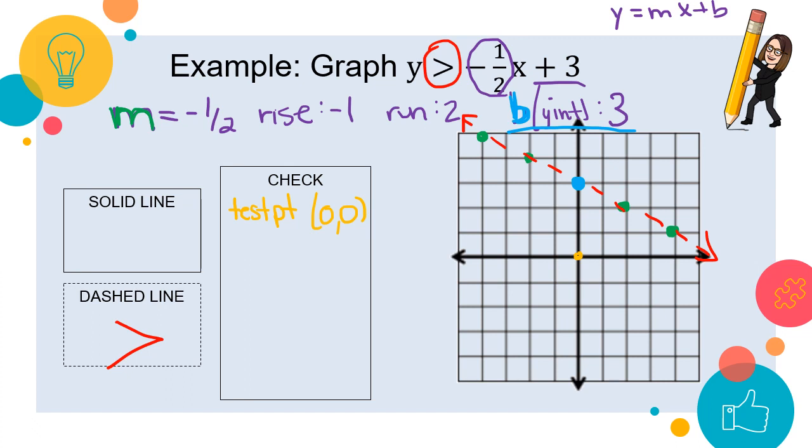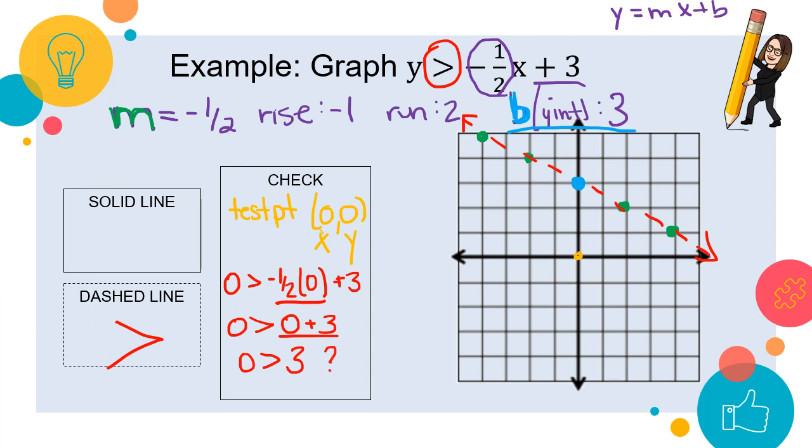So what that means is instead of x, plug in a 0. Instead of y, plug in a 0. So I'm going to look at my inequality. Instead of y, a 0 greater than negative 1/2. Instead of x, 0, and then plus 3. Well, what's 0 times anything? 0. Bring everything else down. What's 0 plus 3? 3.